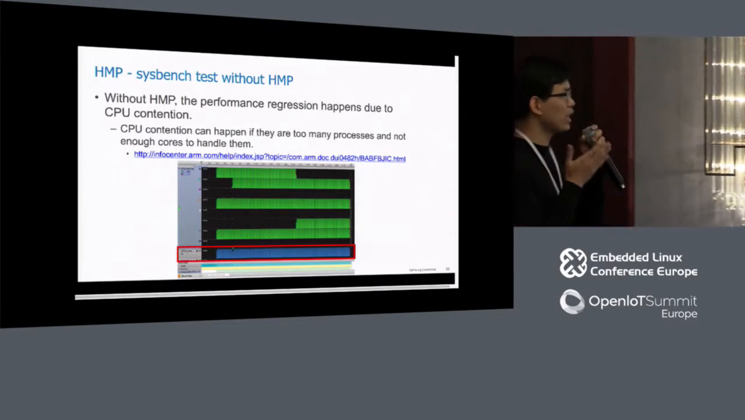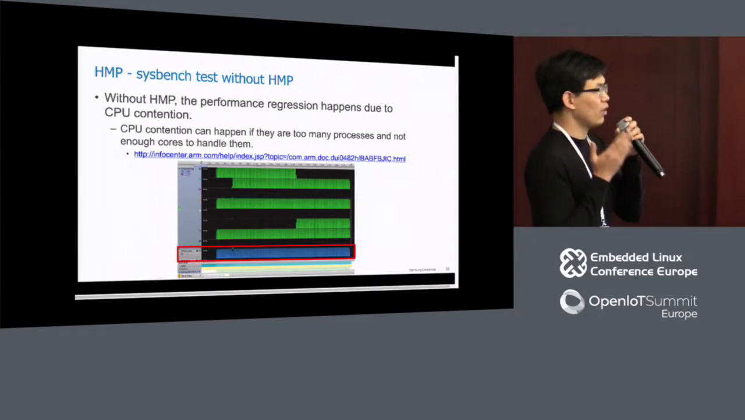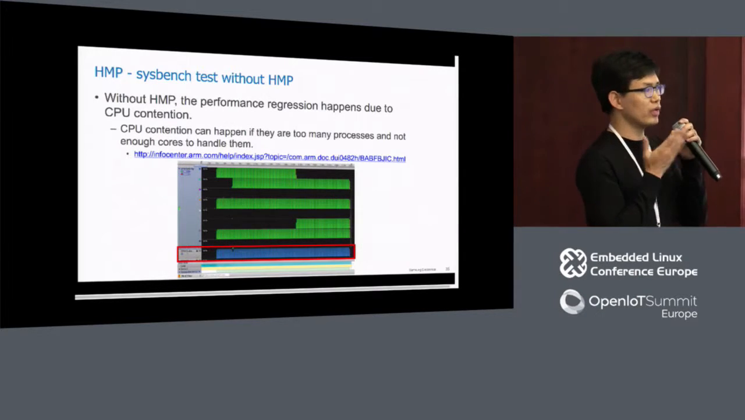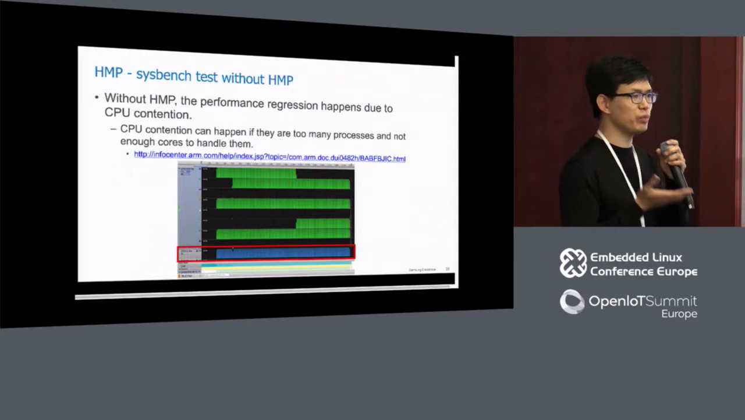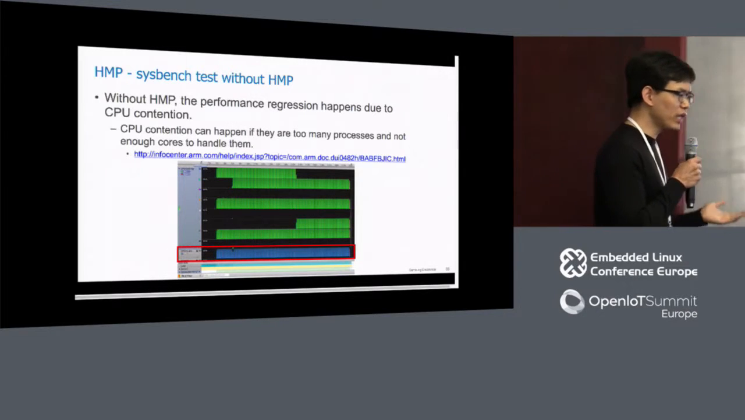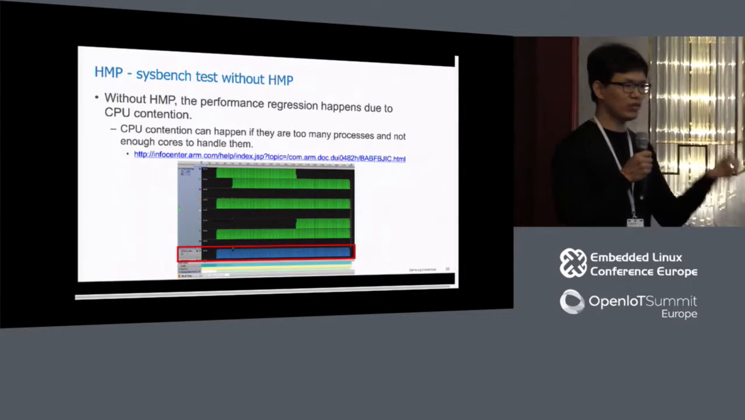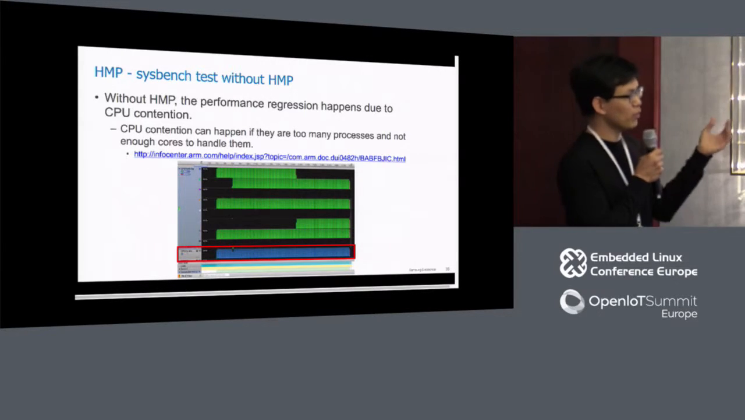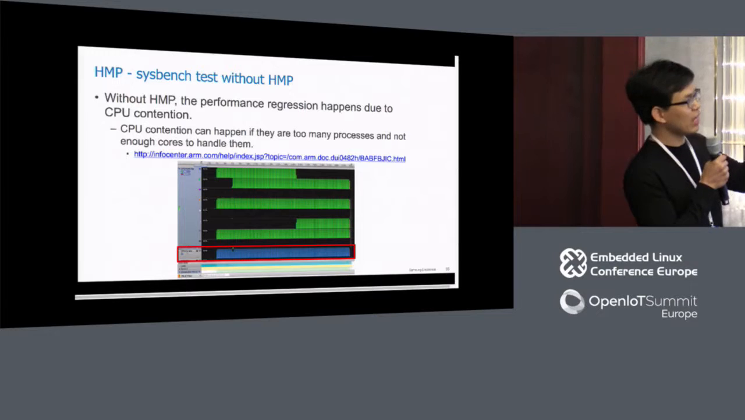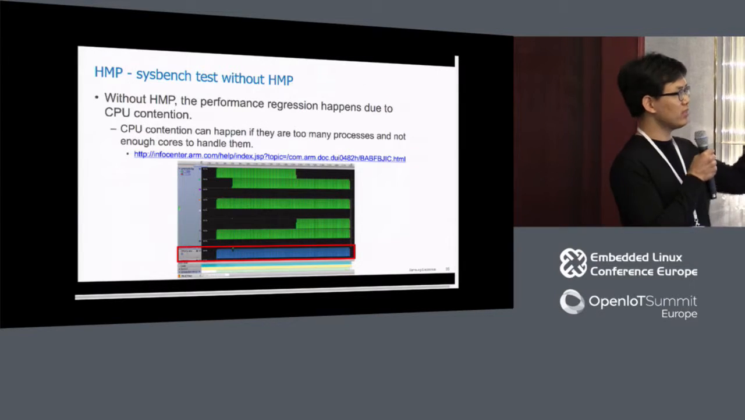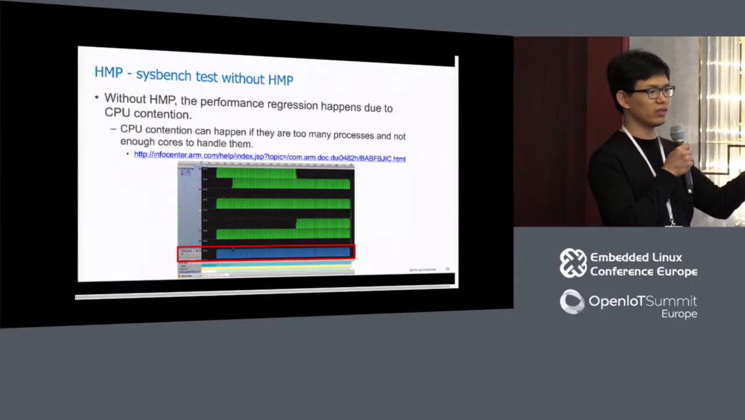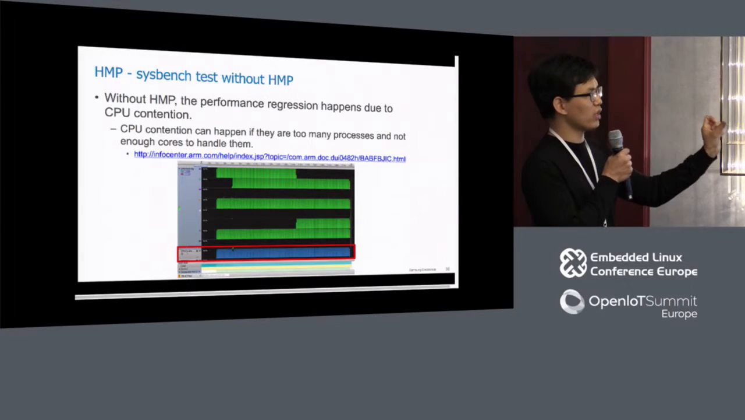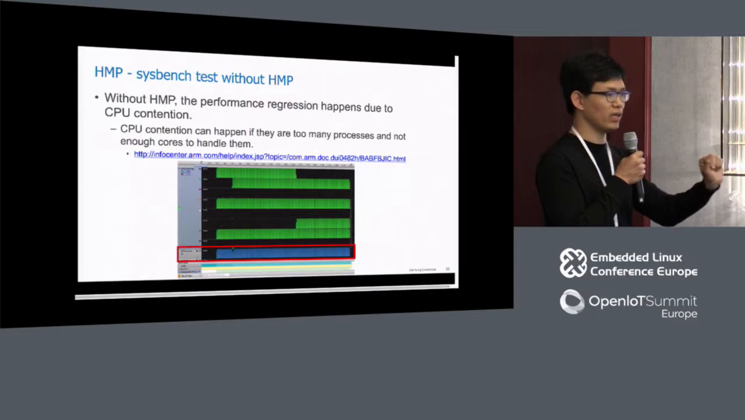In the first case, without HMP, the result showed that a performance regression happened due to CPU contention. CPU contention means that if there are not enough CPU resources, contention happens. But in this case, the hardware has octa-cores, and sysbench only creates 6 threads. It means that the mainline kernel does not support big.LITTLE cores effectively.